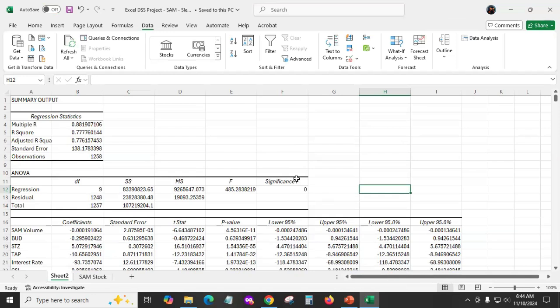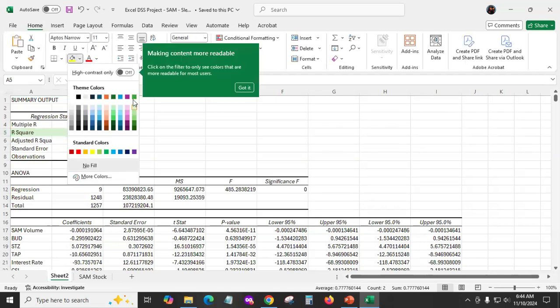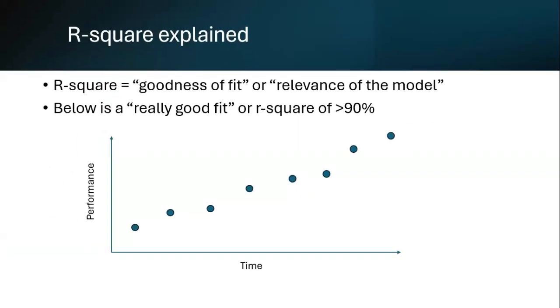All right, looking at our regression analysis, we'll take a look at the first area here, and we're going to focus on R square. In fact, if you want, you can highlight R square with any color you want. I'm going to choose a nice green here. So I'm just highlighting R square, and R square is the goodness of fit or relevance of the model. For this project, you want an R square that is greater than 50% or 0.50.